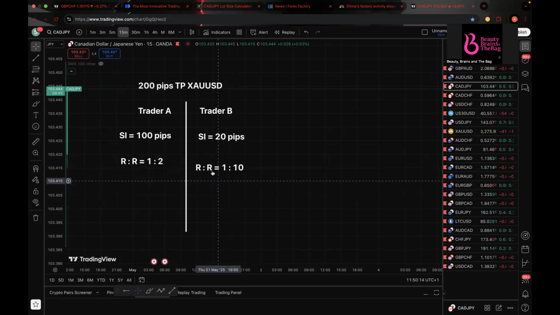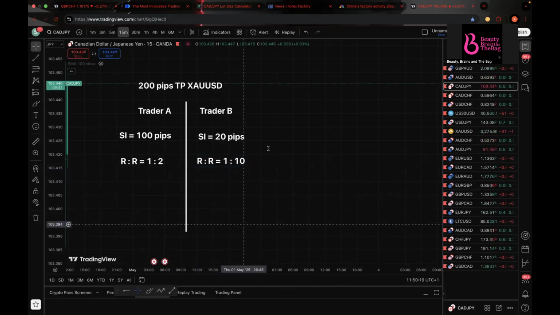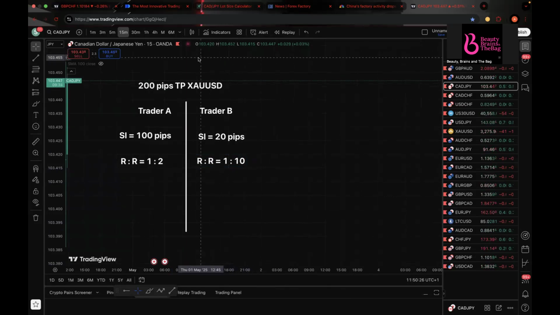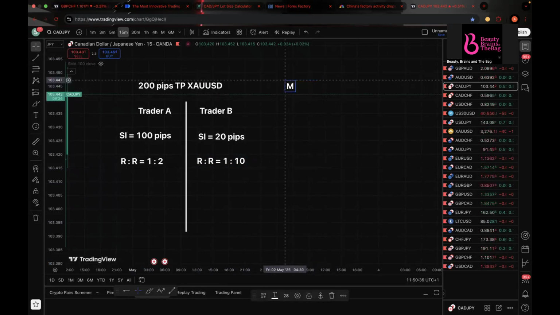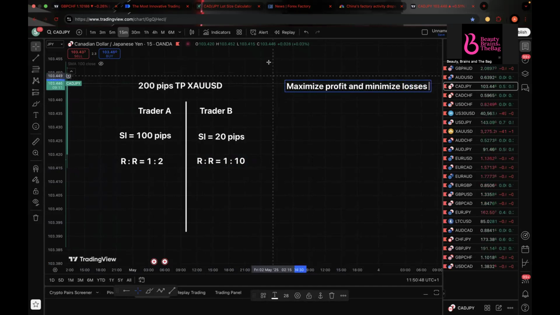Who is more profitable of both of them? Trader A or trader B? You see it. So this is what we call risk to reward ratio and its correlation with profitability. So as a forex trader, you can trade with anything, no? But your duty now is to maximize profits and minimize losses.